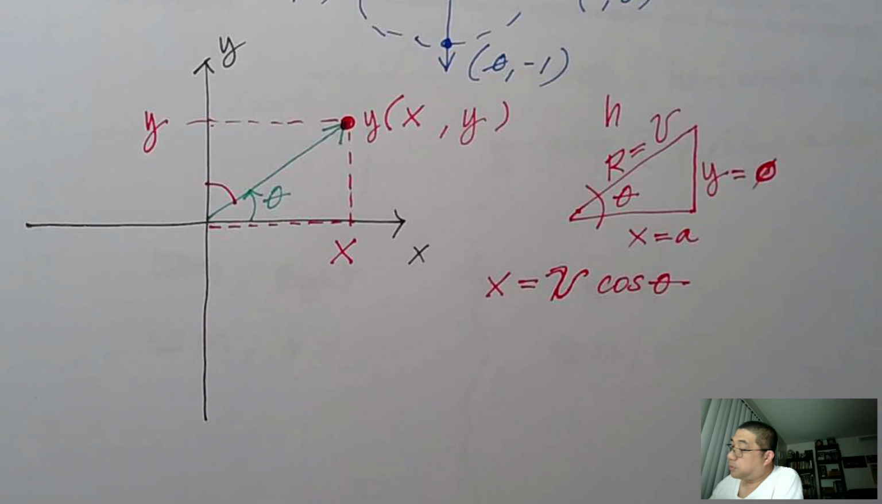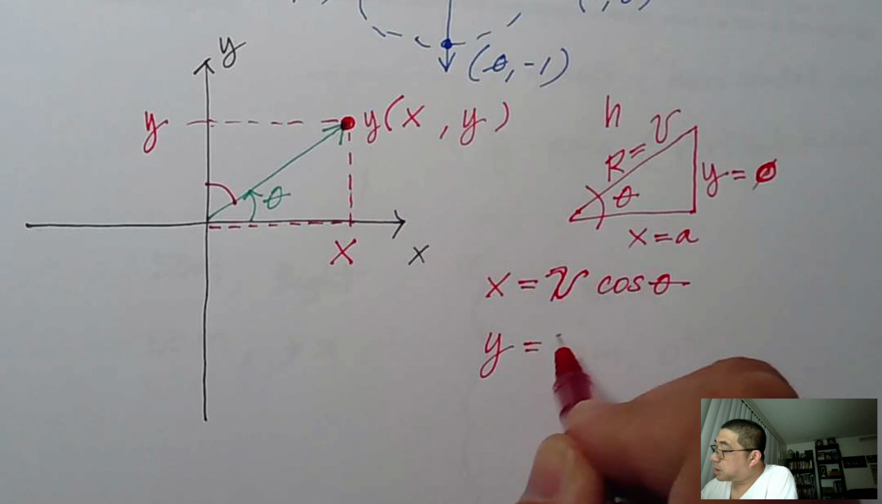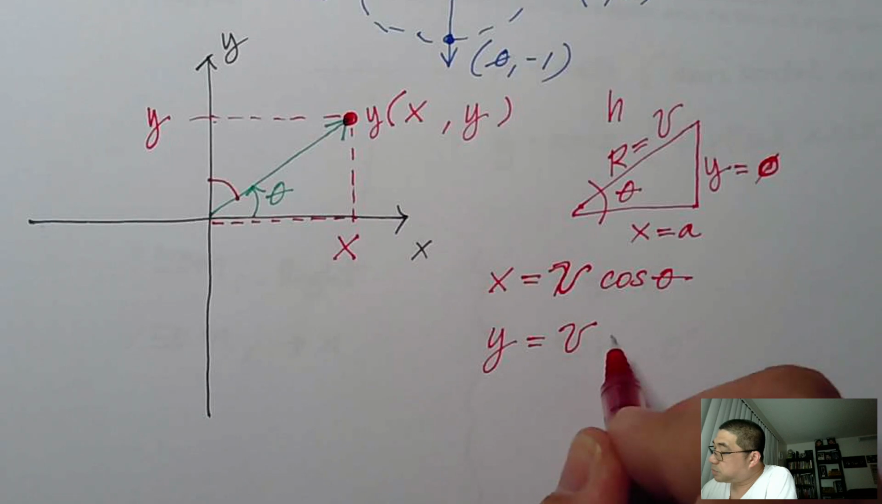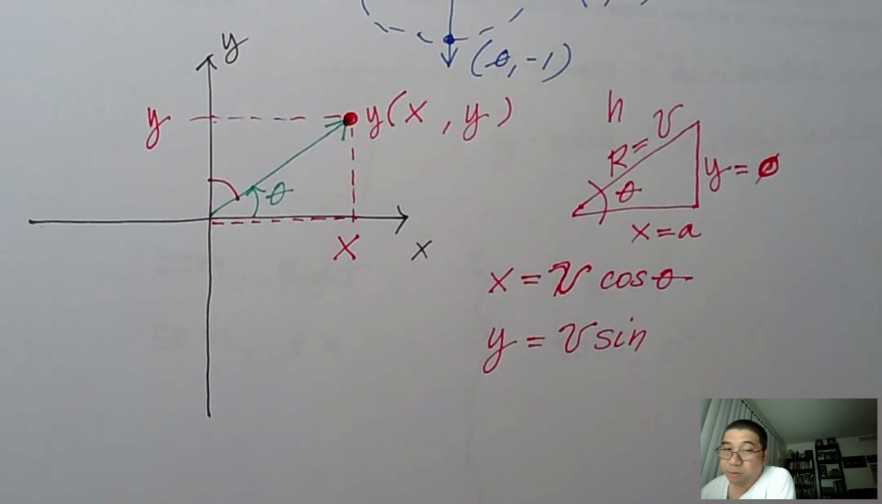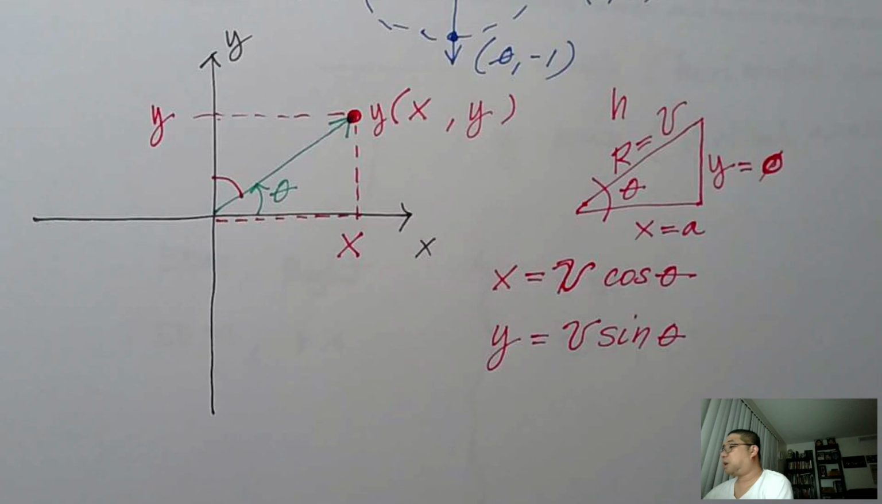To solve for the y component, that's v, and that is opposite, so therefore your opposite will be sine. So opposite over hypotenuse, so that's SOHCAHTOA. Opposite, which is your y, is v times sine theta. So this is how you figure out the values.